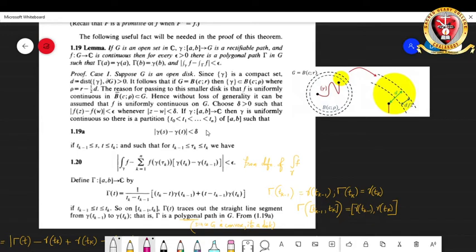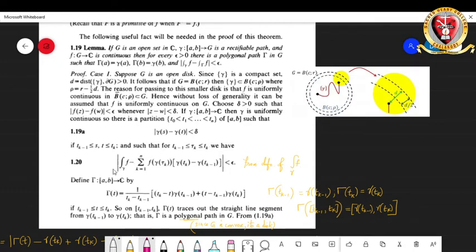Okay, so we made the partitions in such a way that s and t are very close, such that the corresponding functional images with respect to gamma differ by strictly less than delta. Okay.